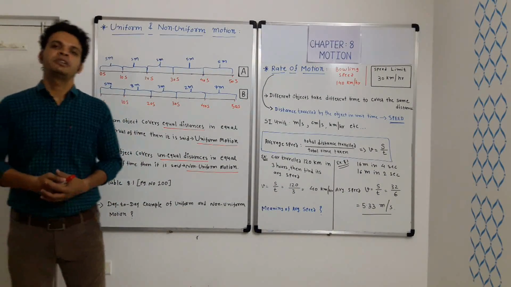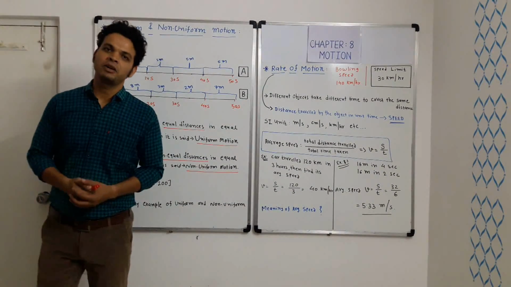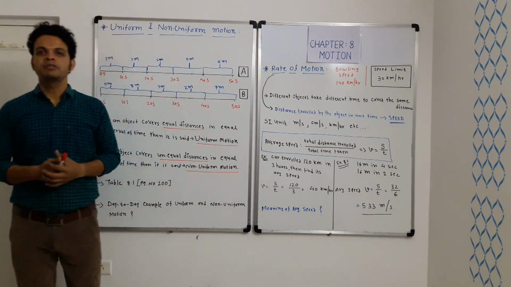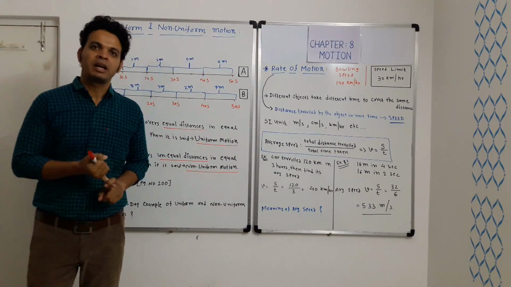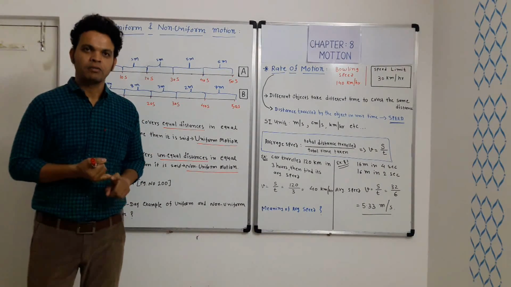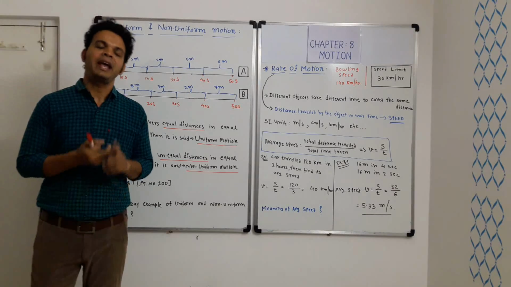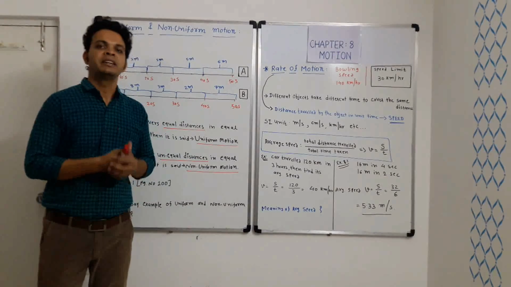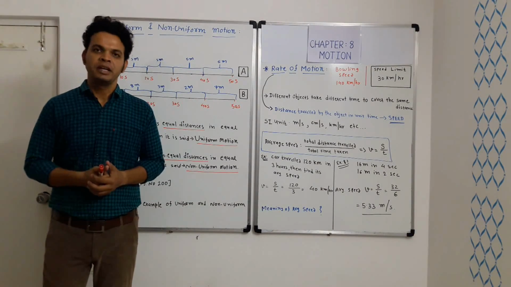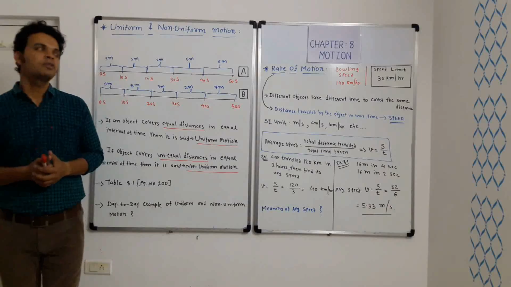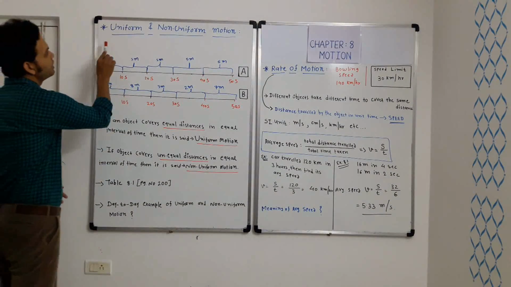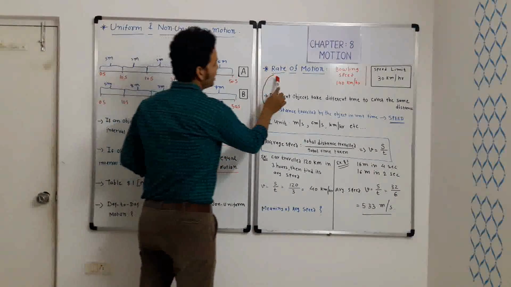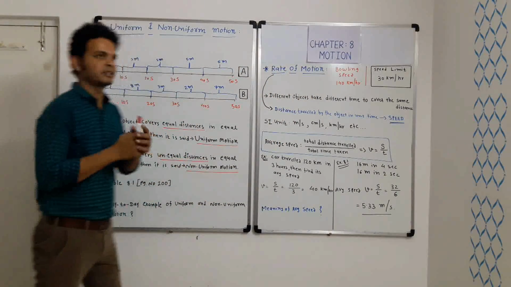Hello students. So let us start the second part of the chapter motion. In the previous video we have seen what is motion, how motion is defined, what is relative motion, and most importantly what is the difference between distance and displacement. So in today's video we are going to cover what is uniform and non-uniform motion and what is rate of motion. So let us start.